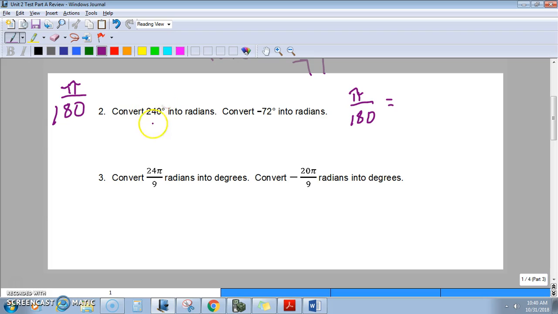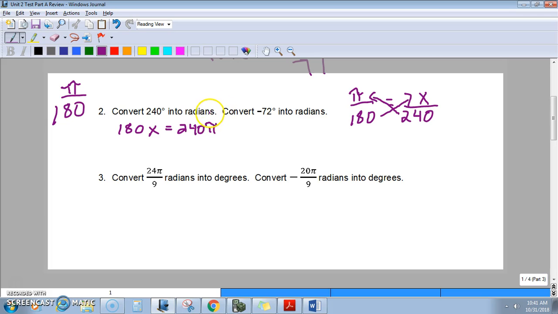So this first one, we have 240 degrees. That's going to go on the denominator of our proportion because degrees are on the denominators, into radians. So our x is going to go on the numerator. Whether you like to cross multiply, I'll do one as a cross multiplication. I'll do one where we are multiplying by denominators. So you pick which one you like best. 180 times x is 180x is equal to 240 times pi.